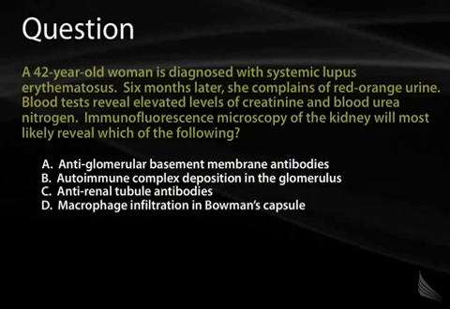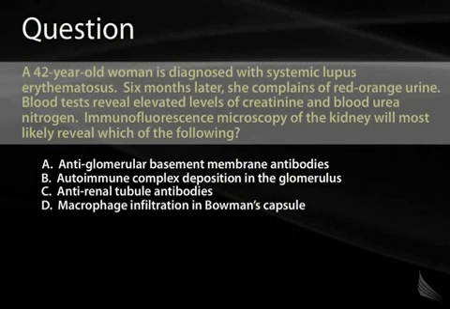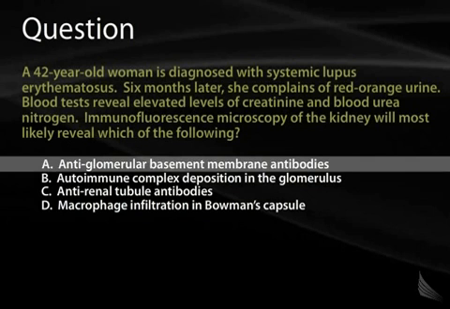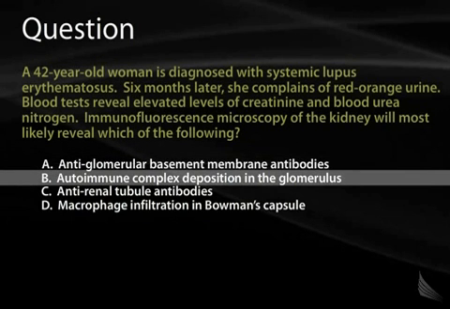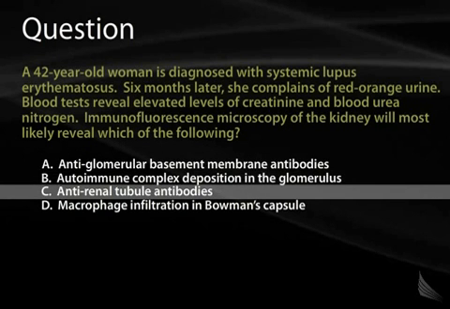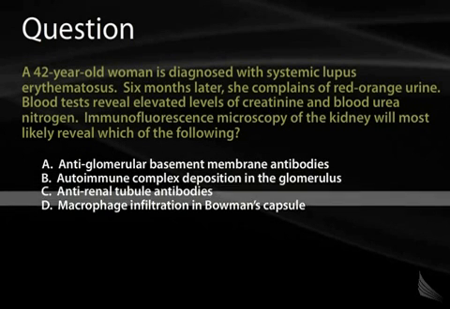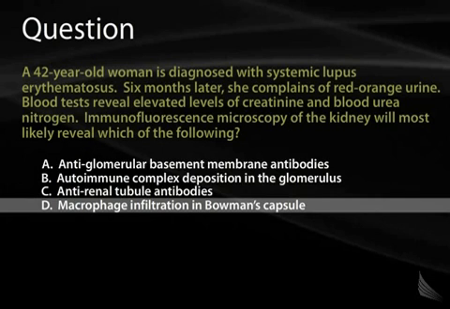So here's a question to go. A 42-year-old woman is diagnosed with systemic lupus erythematosus. 6 months later, she complains of red-orange urine. Blood tests reveal elevated levels of creatinine and blood urea nitrogen. Immunofluorescence microscopy of the kidney will most likely reveal which of the following. Is it A, antiglomerular basement membrane antibodies, B, autoimmune complex deposition in the glomerulus, C, antirenal tubule antibodies, or D, macrophage infiltration in Bowman's capsule?